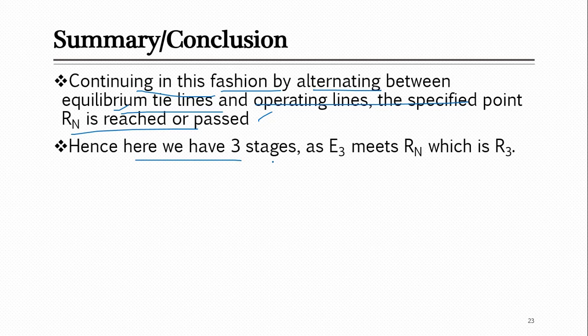In this system, after arranging for 3 stages, we have reached Rn. So here E3 meets with Rn, and that is indicative of R3, as I told you, because E3 and R3 are in equilibrium with each other. Thus, it is a three-stage system. For this separation, based on your given compositions as well as given specifications at the given temperature, 3 stages are needed in this liquid extraction equipment.